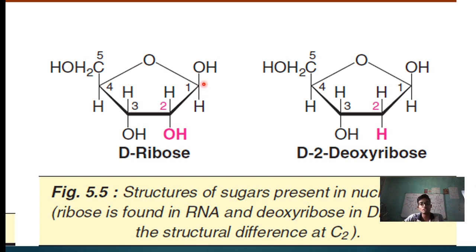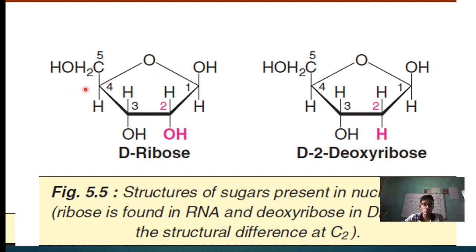But if you notice this structure, they are all the same. All the structure is the same. But the only difference is here at the C2 position. You can see there is an OH group present here. But here you can see the lack of O. So there is no oxygen group present. Here you can see there is an oxygen group attached with hydrogen, so it makes an OH group, but there is no hydroxyl group here. Only a hydrogen is present.